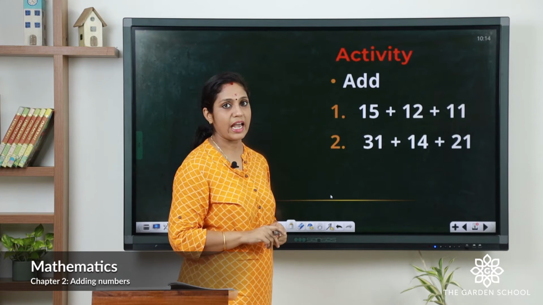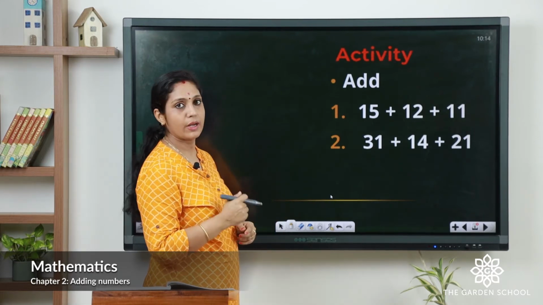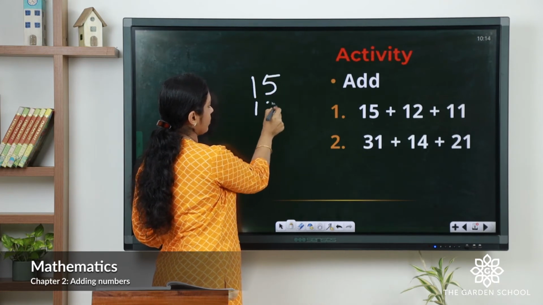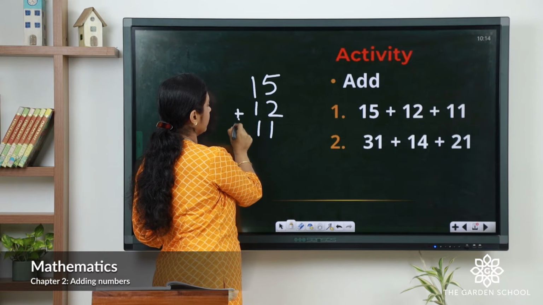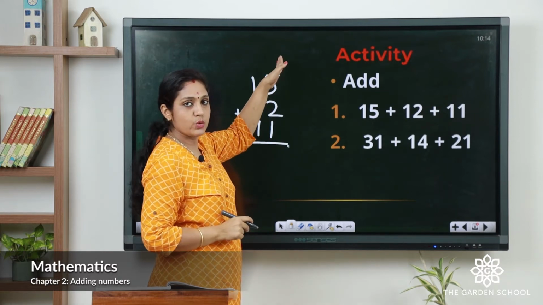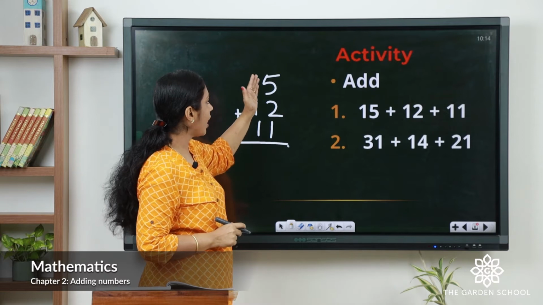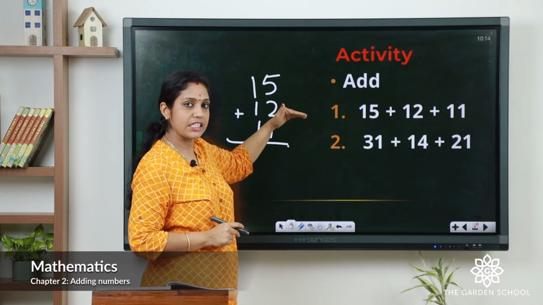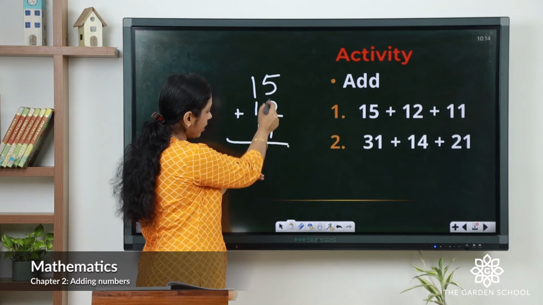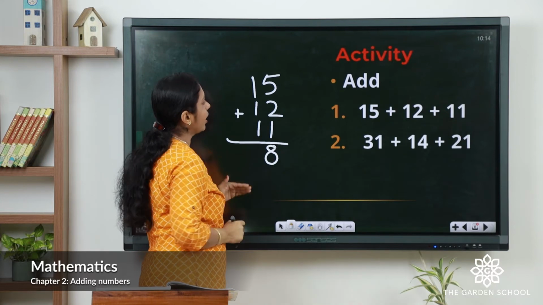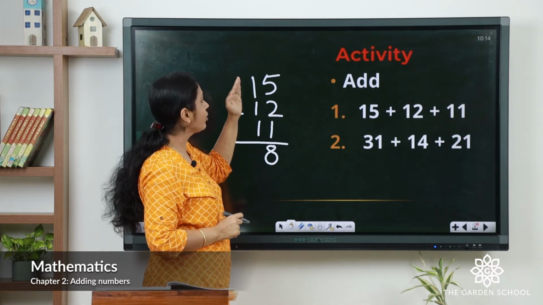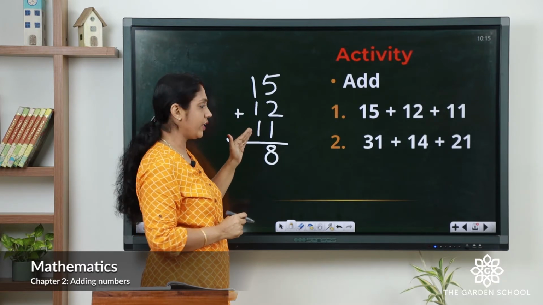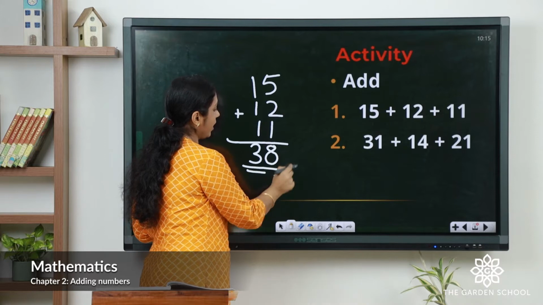So, the first question we have 15 plus 12 plus 11. So, let us write it down. First let us add the digits which are there in the ones position. We have 5, 2 and 1. 5 plus 2 is 7. 7 plus 1 is 8. So, let us write it down under the ones position. And now, we will move on to the tens place. We have 1 plus 1 plus 1. So, 1 plus 1, 2. 2 plus 1, 3. So, the answer is 38.